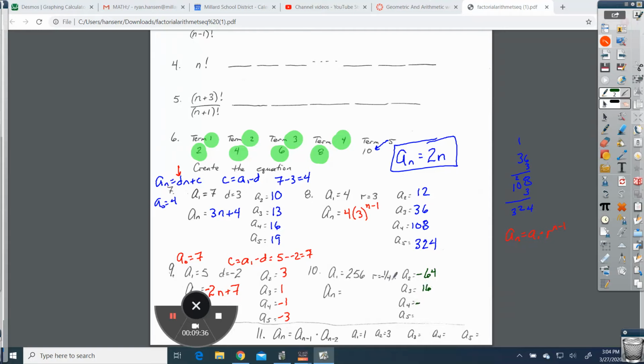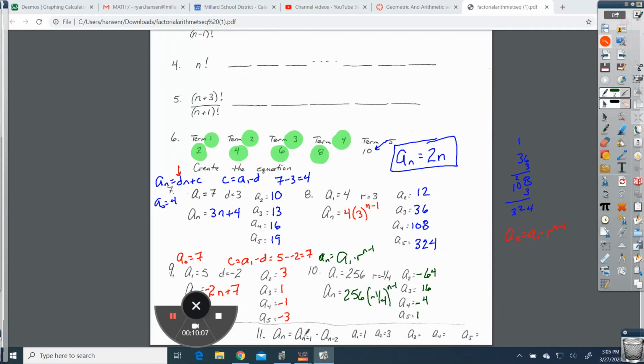Dividing or multiplying by 1/4 is the same as dividing by 4. So 16 divided by 4 is 4. Negative 4 times negative 1/4 is a positive, and 4 divided by 4 is 1. So An is A1. So again, this formula, A1 times R to the n minus 1, that's what An equals. Okay, so the R is negative 1/4, n minus 1.